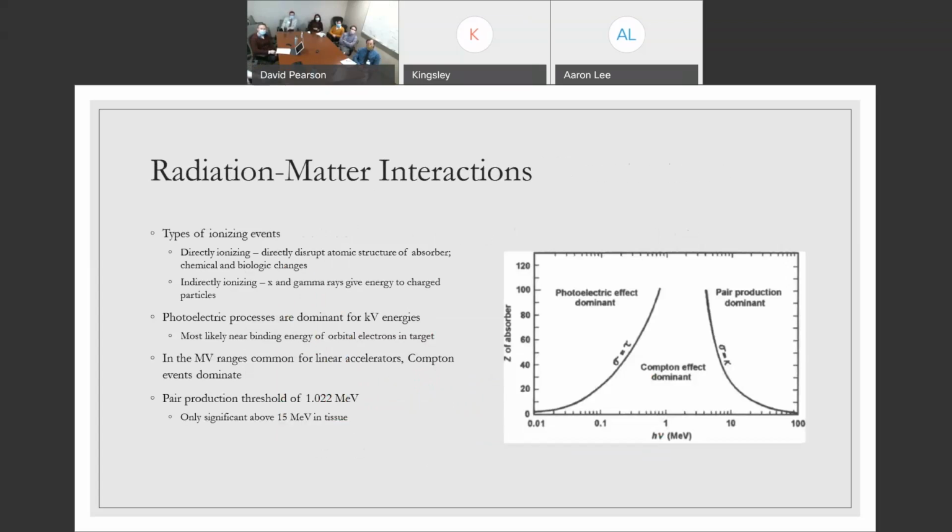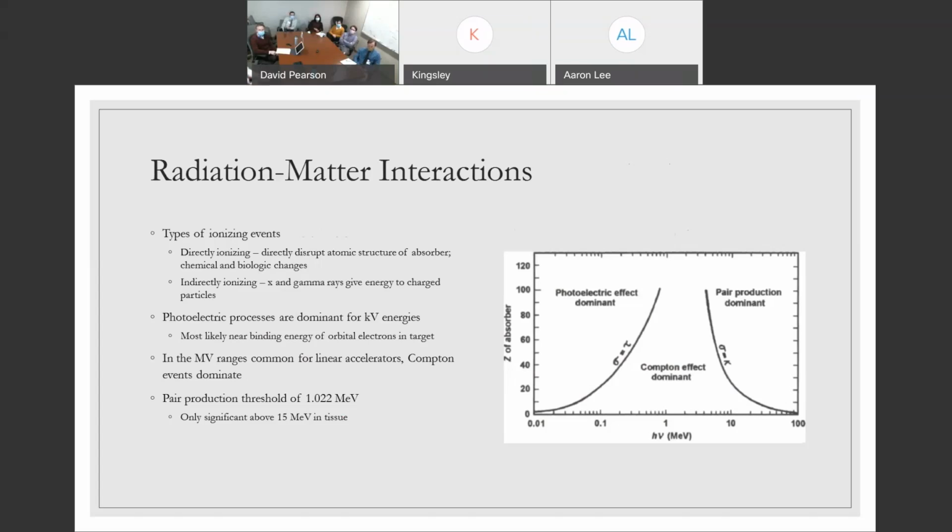So a little bit more relevant to our discussion today, there are different types of ionizing events, directly ionizing and indirectly ionizing. So directly ionizing radiation is able to disrupt the atomic structure of the absorber, resulting in those chemical and biologic changes, whereas indirectly ionizing radiation, such as the X and gamma rays that we're all familiar with, gives energy to charged particles, resulting in these same effects. So they have to go through that extra intermediary.